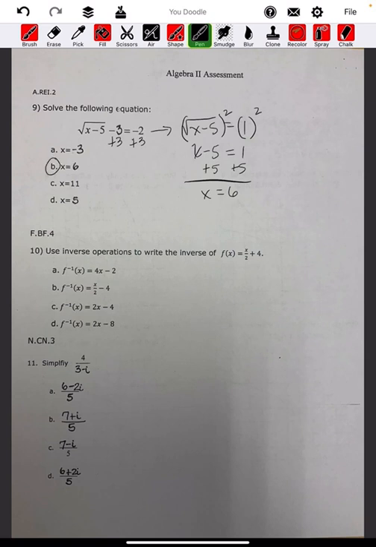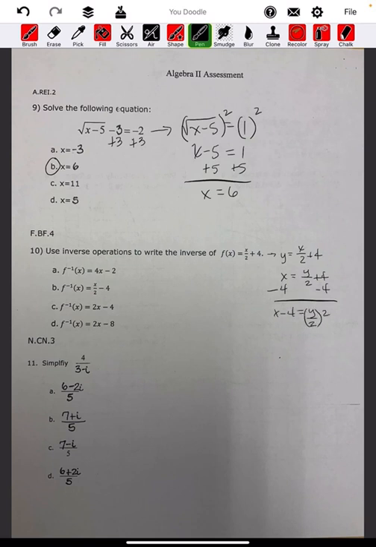All right, number 10 says use inverse operations to write the inverse of f of x equals x over 2 plus 4. All right, so remember our first rule is we're going to replace the f of x with a y and make it x over 2 plus 4. The next thing you do is you want to change your x and y positions. So that x is going to go here on the left and y is going to go on top of the 2. All right, from there we want to subtract 4 from both sides because we want to get rid of that before we tackle the 2, and that gives us x minus 4 equals y over 2.